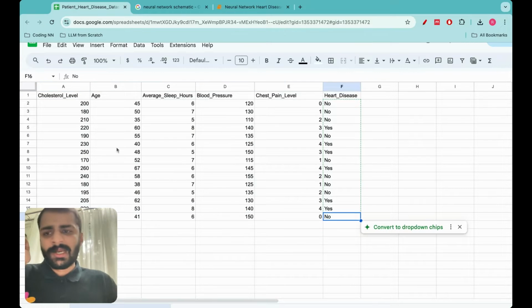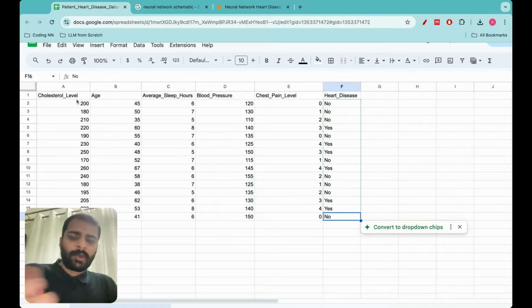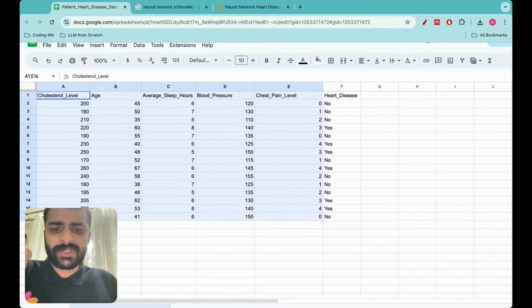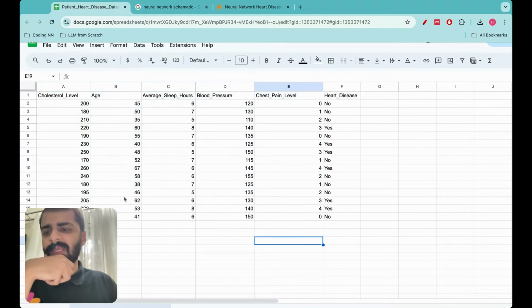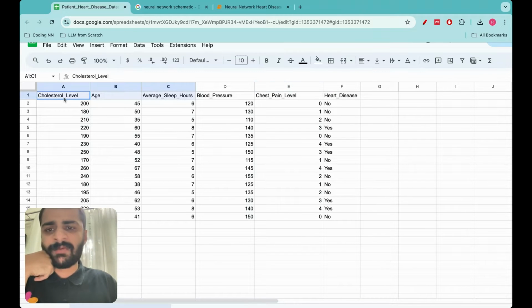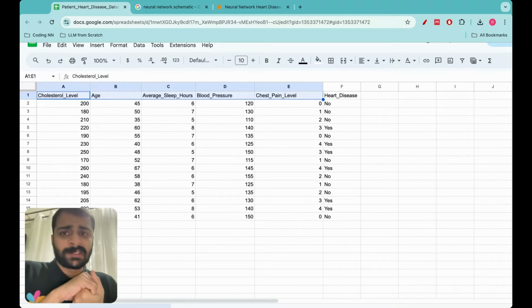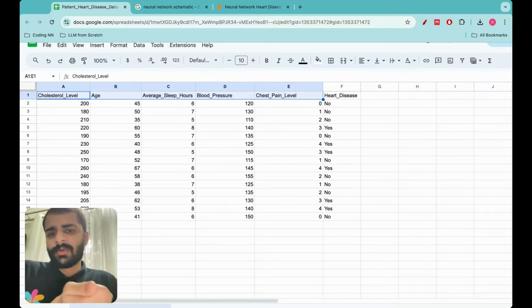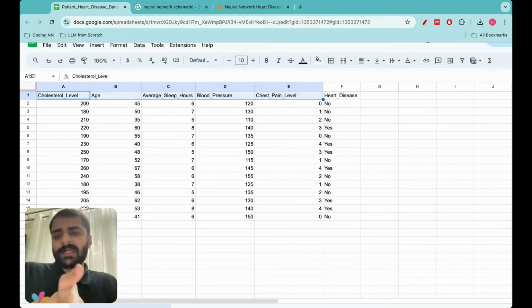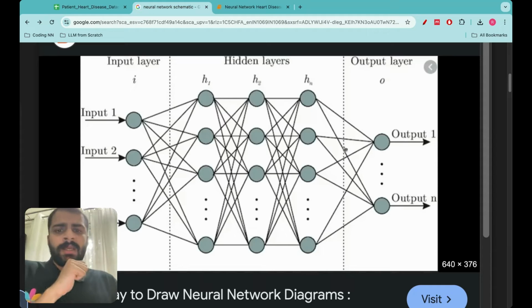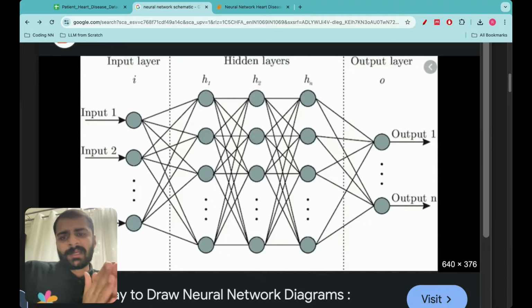So as the machine learning engineer, you look at this problem and at these features and you see that, okay, we have 15 patients here and I have 5 features: cholesterol, age, average sleep hours, blood pressure and chest pain. I have studied machine learning and neural networks and classification. So it seems like neural network classification is the best way to approach this problem. Here's how the neural network schematic looks.